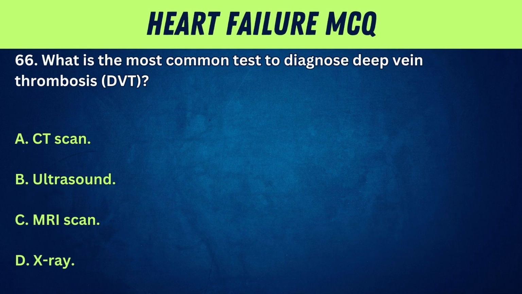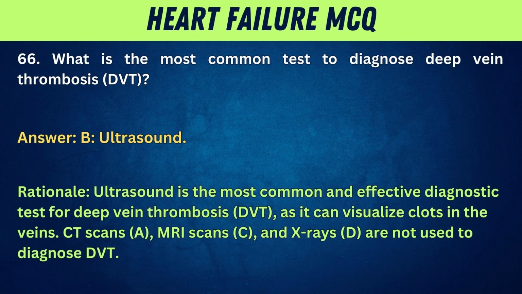66. What is the most common test to diagnose deep vein thrombosis, DVT? A, CT scan. B, ultrasound. C, MRI scan. D, X-ray. Answer: B, ultrasound. Rationale: ultrasound is the most common and effective diagnostic test for deep vein thrombosis, DVT, as it can visualize clots in the veins. CT scans, A, MRI scans, C, and X-rays, D, are not used to diagnose DVT.